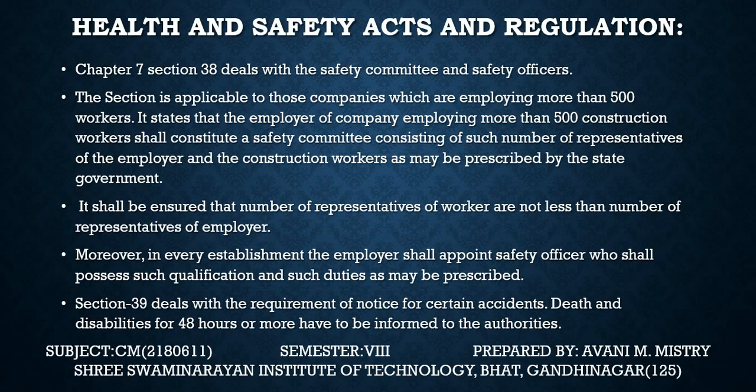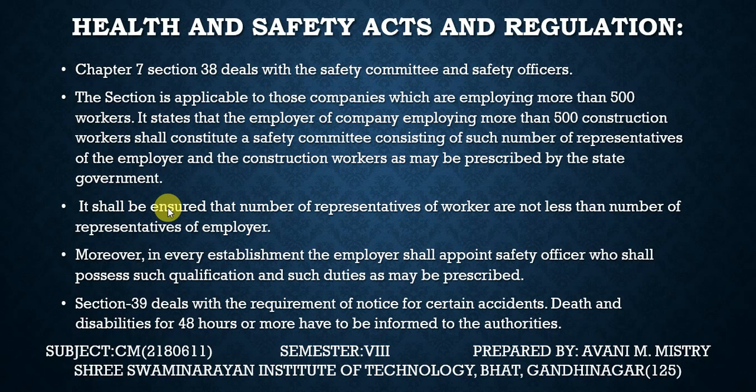Health and Safety Acts and the Regulations, Chapter 7, Section 38 deals with the Safety Committee and the Safety Officers. The section is applicable to those companies which are employing more than 500 workers. It states that the employer of the company employing more than 500 construction workers shall constitute the safety committee consisting of such number of representatives of the employer and the construction workers as may be prescribed by the state government.